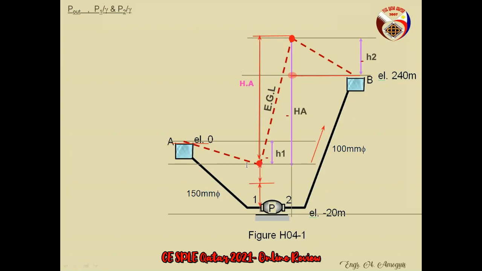So, what is the velocity head? V squared over 2g. That is velocity 1 squared over 2g. And this one is P1 over gamma; we have no variable here, anyway. P over gamma is the pressure head. Okay?